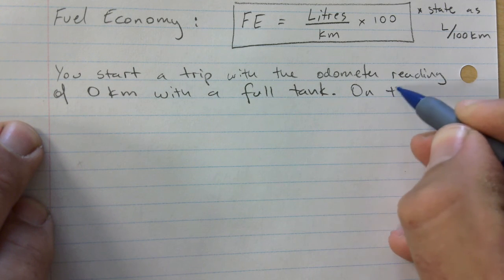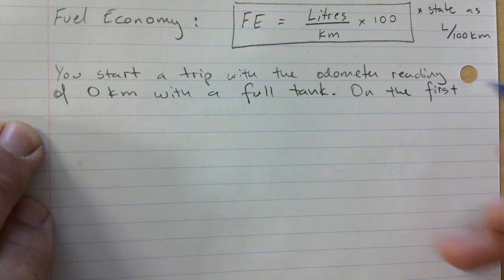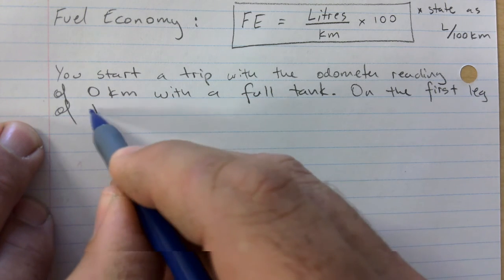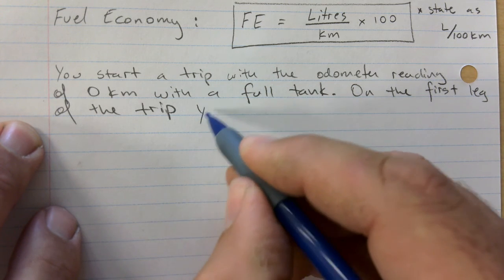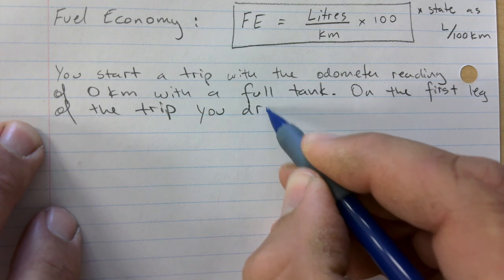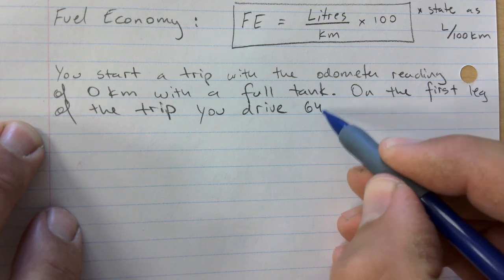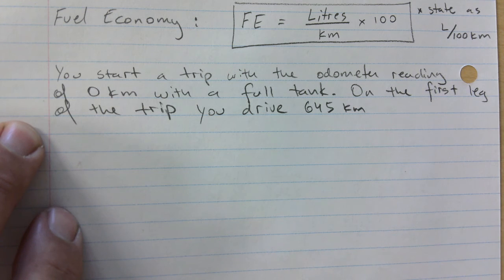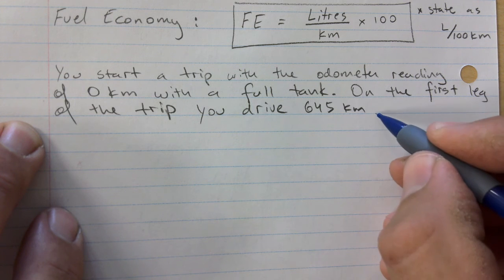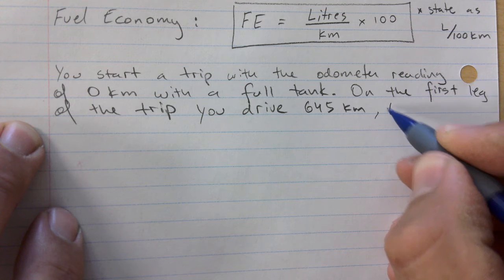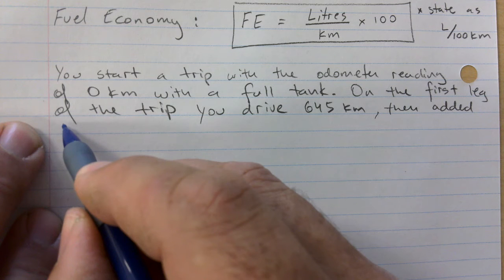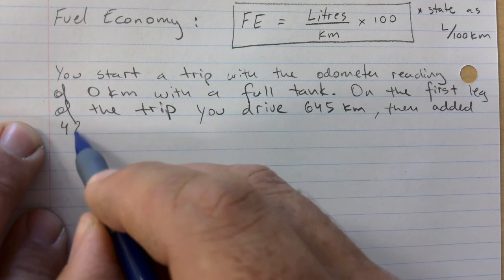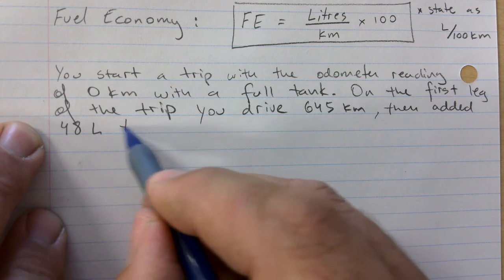On the first leg of the trip, you drive 645 kilometers. This could be in miles, this could be in anything. I'm just choosing to go kilometers. Then you add 48 liters to fill up.